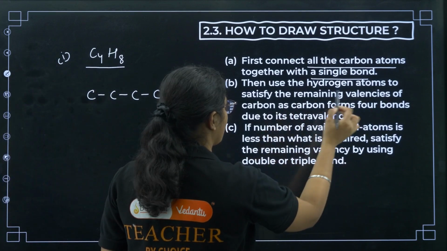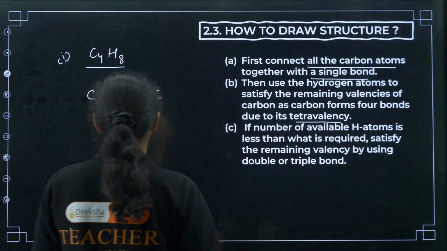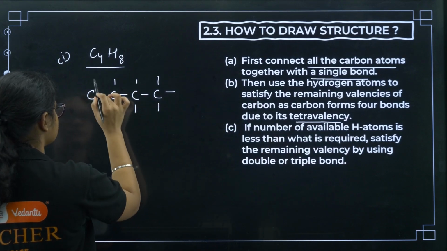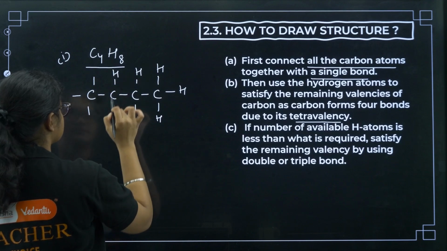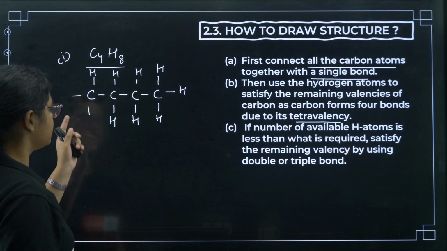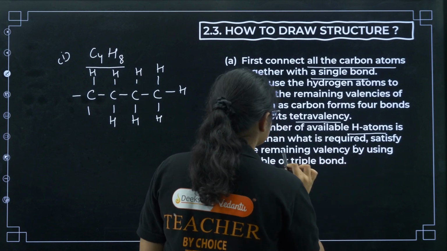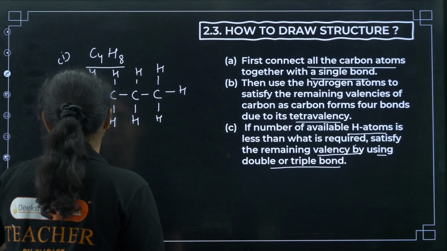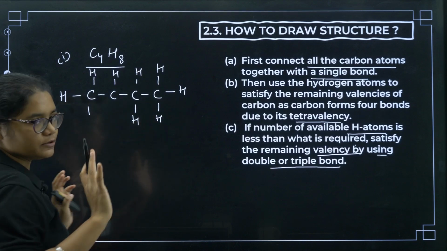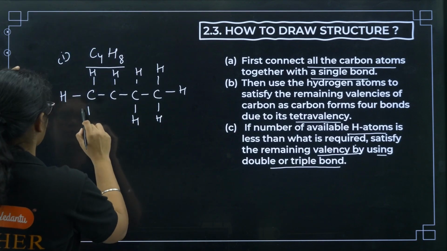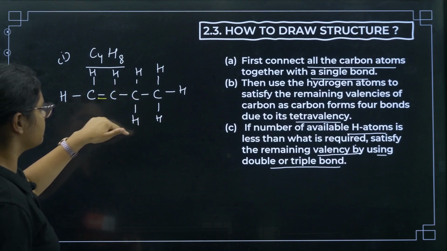Next, use the hydrogen atoms to satisfy the remaining valencies of the carbon, as carbon forms 4 bonds due to its tetravalency. So each carbon should have 4 bonds, right? So we will be putting the hydrogens here. 1, 2, 3, 4, 5, 6, 7 and 8, right? But now you see the bond is not satisfied. So if the number of available hydrogens is less than what is required, satisfy the remaining valency by using a double or triple bond. When you fill the hydrogen, first try to fill the terminal hydrogens. So you got here CH2 and we need one more bond here, there is no more H. So what will I do? I'll connect this with a double bond. Now you see the valency is satisfied, 1, 2, 3, 4, for all the carbons.